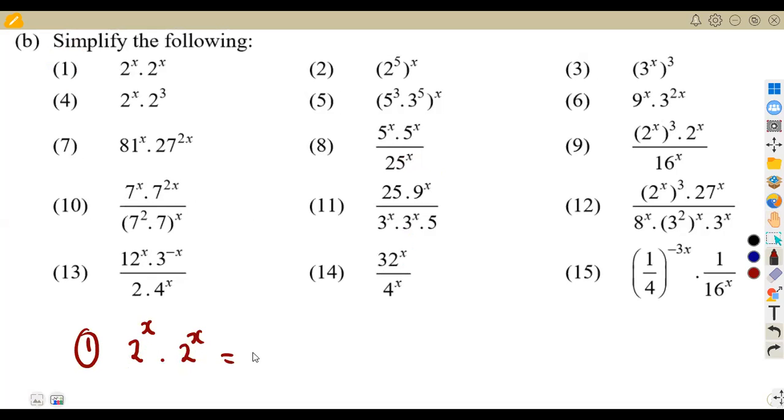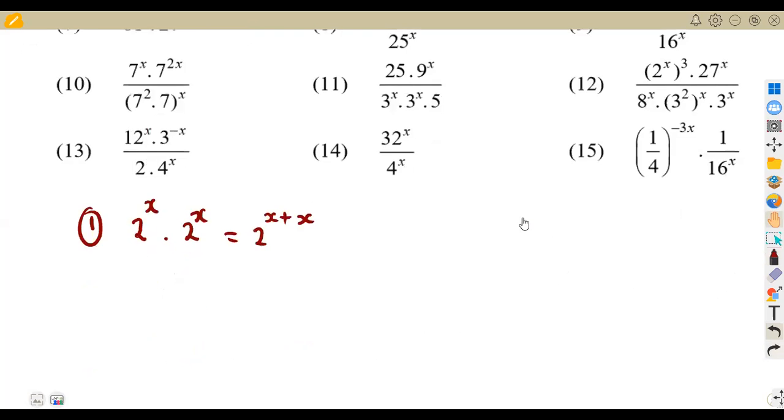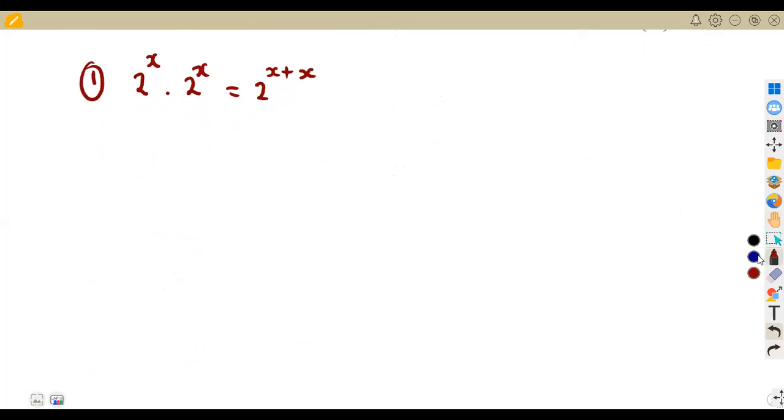What are you going to do? We know that we add the exponents because we are multiplying the same bases. So we're going to add our exponents. There is x and this one is x. So it's going to be x plus x. So we are back to our normal algebraic expression. When we are adding x plus x, what does it mean? It means 1x, and there's a 1x. So it's 1 plus 1, which is 2x.